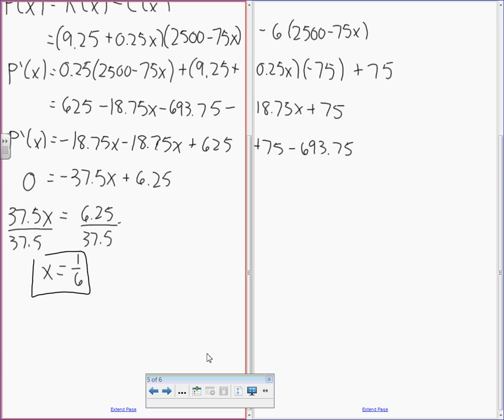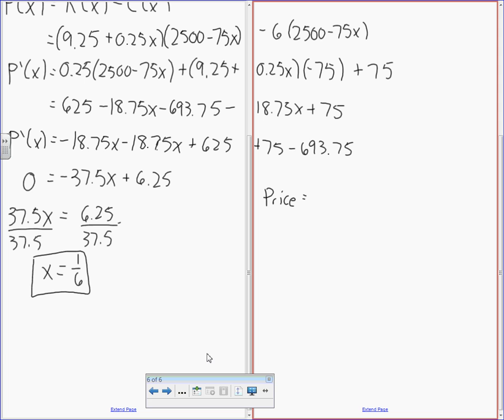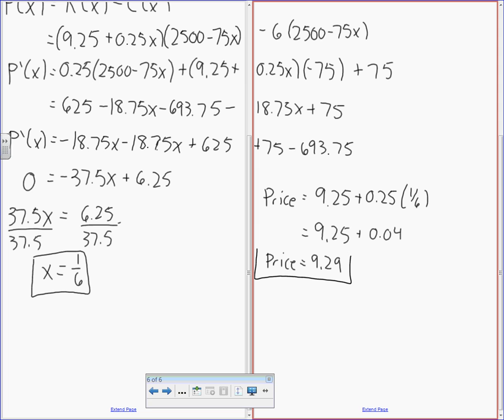Okay? So how does that affect us then? Well, that tells me that my price originally was equal to 9.25 plus 0.25 times 1/6, which isn't that much of a change. 0.25 divided by 6 is about 4 cents, so my price should be $9.29. Therefore, the price to maximize profit is $9.29.